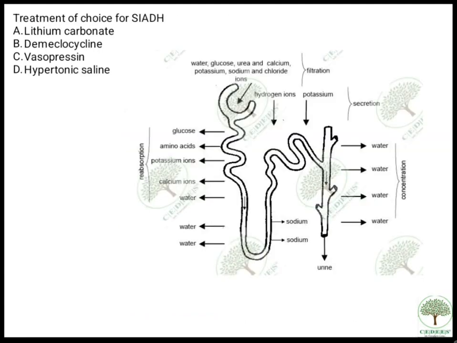Okay, the next question is treatment of choice for SIADH. Now, SIADH is syndrome of inappropriate ADH. Now, what is this ADH? ADH is basically the antidiuretic hormone, also known as vasopressin. This hormone, we all know, acts on the nephron of the kidney, and it has two main functions. The first one is the water reabsorption. As you can see here, there are certain channels it will open which are known as aquaporins, and by opening up of these channels, it will help in reabsorption of water.